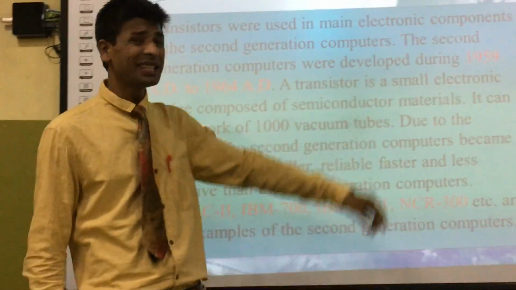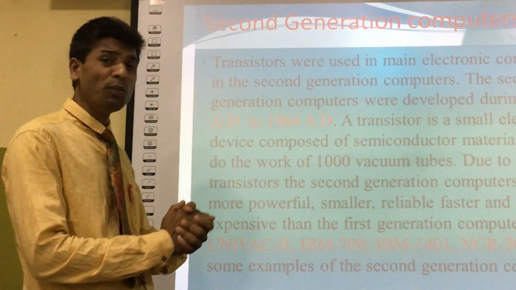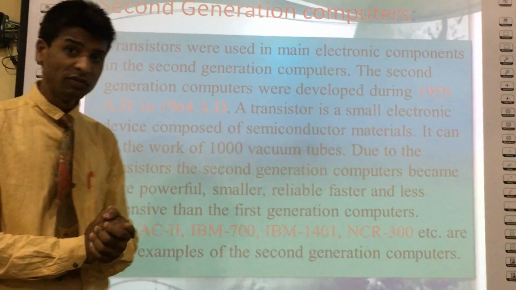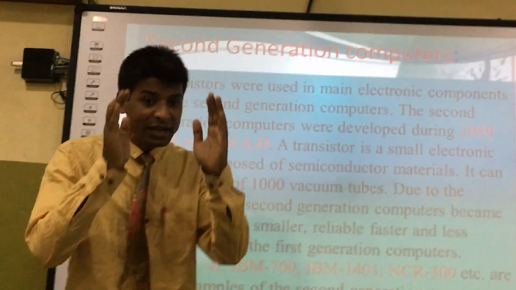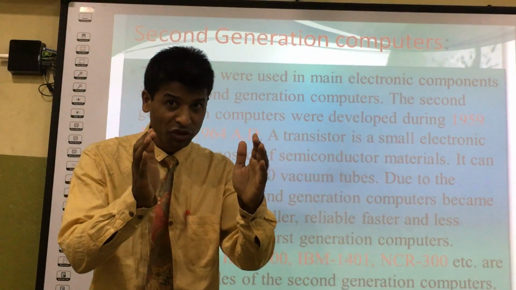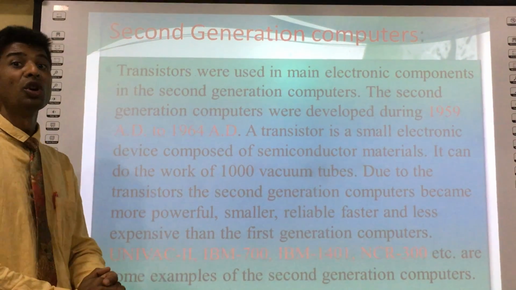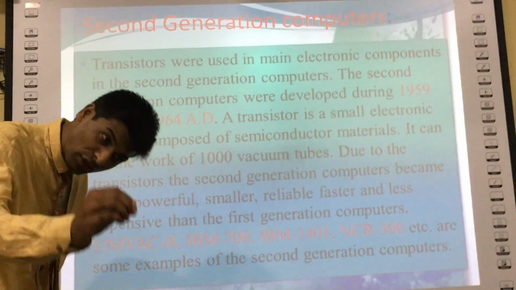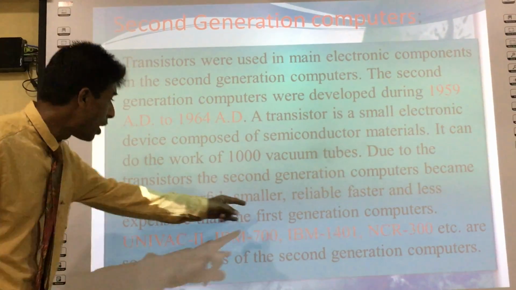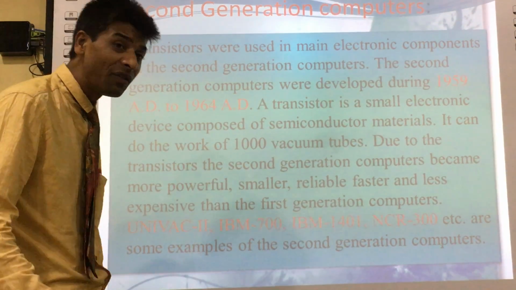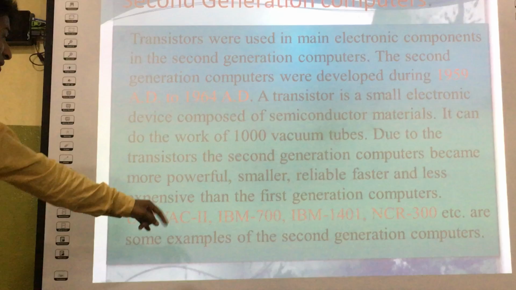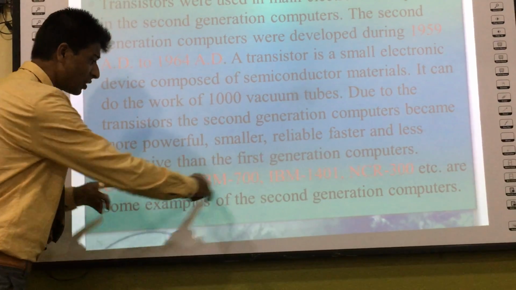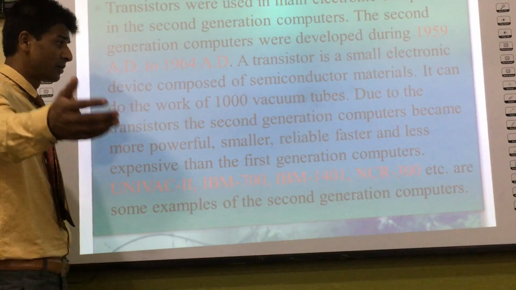See there, a transistor is a small electronic circuit device composed of semiconductor materials. It can do the work of 1000 vacuum tubes. I want to make it clear that one transistor equals 1000 vacuum tubes. That's why second generation computers are more powerful, smaller, more reliable and faster than first generation computers. Univac, IBM 7090, IBM 1401, NCR, these are examples of second generation computers. Please go to the next slide.